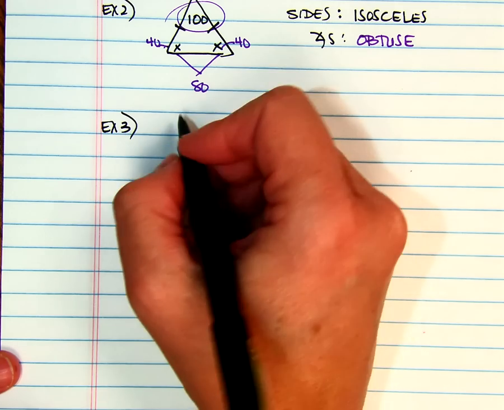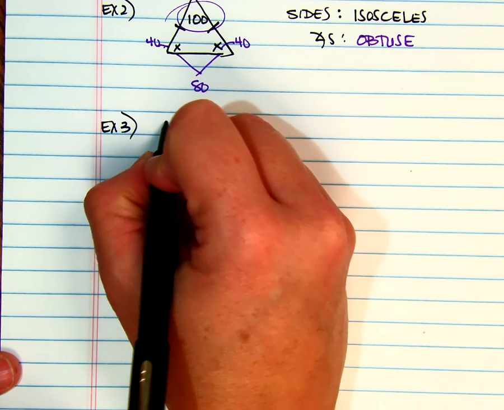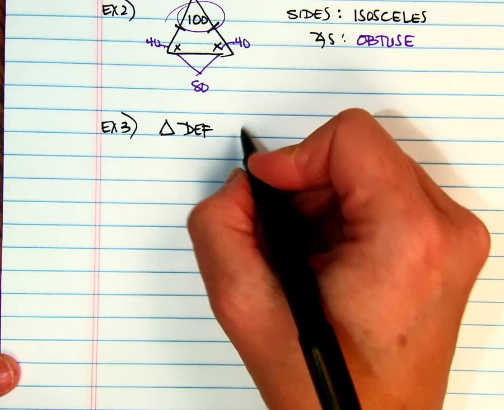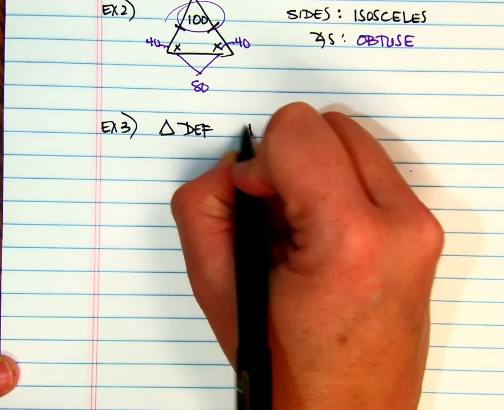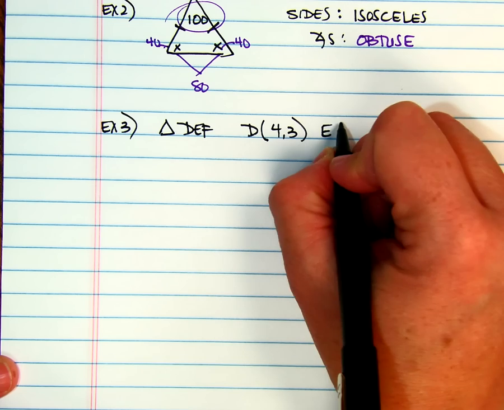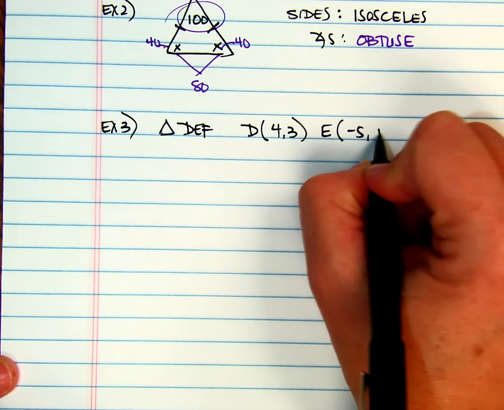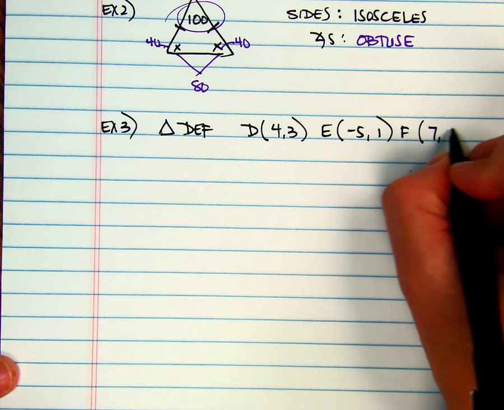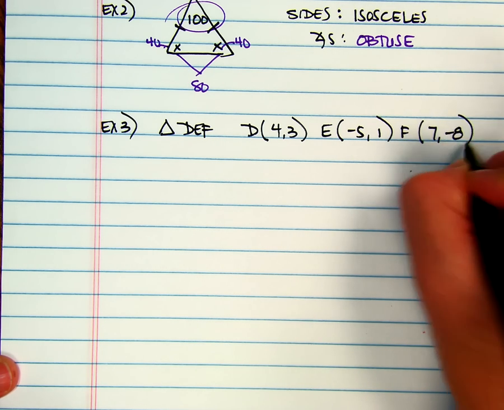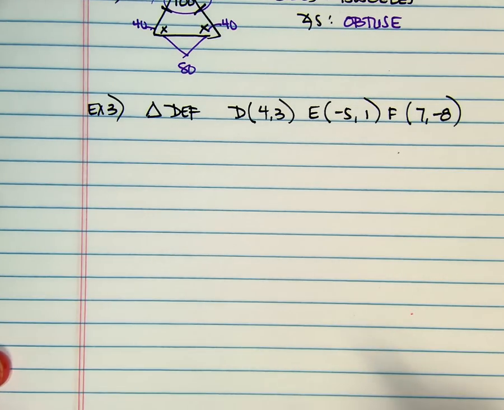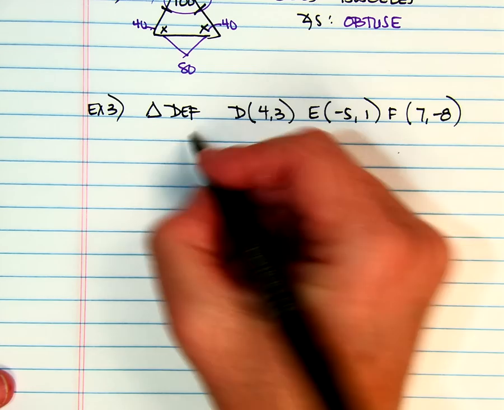Something you may have to do, just kind of refresh your memory, and I'm not going to actually complete this example. Let's say that we have triangle DEF, and point D is at this ordered pair. Point E is at that ordered pair, and point F is at that ordered pair. Okay? And we are looking at classifying by sides.